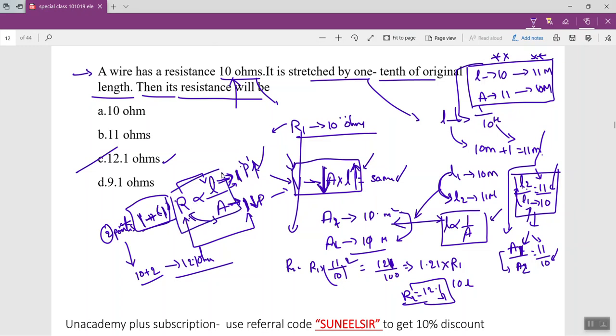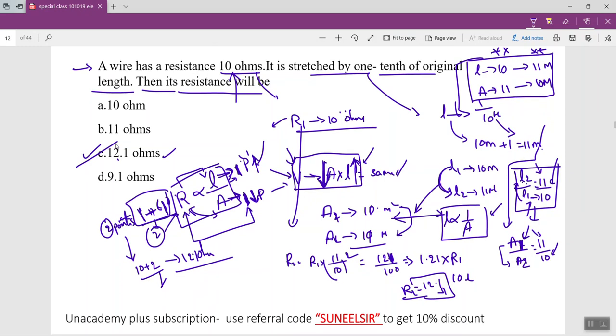R is equal to L by A. If the length increases, the area also increases. If the length increases by 1 point, then automatically the area decreases. If the area decreases, it means resistance increases by another point. That is both 2 points. It increases by 2 points. That is 10 plus 2, equal to 12 ohms. Option C is the correct one.